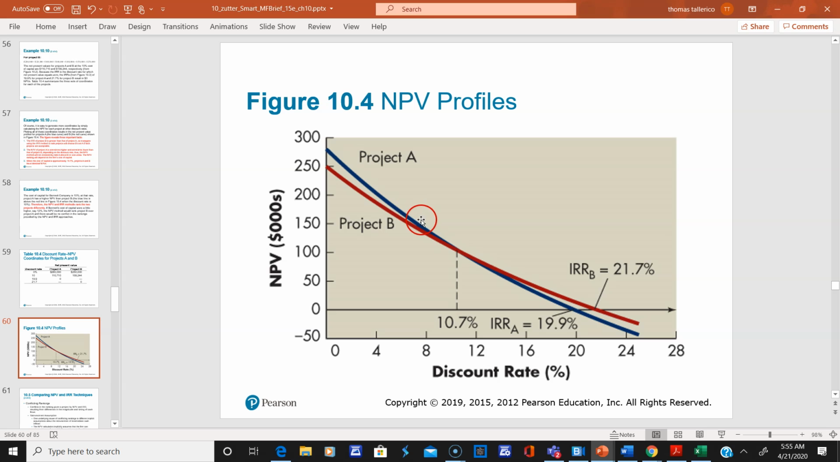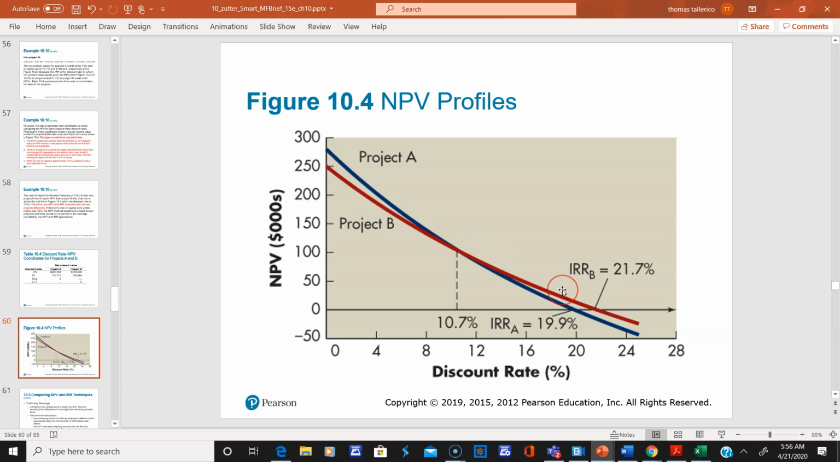Okay, you get conflicting rankings here. So now, if your discount rate is greater than 10.7, all of a sudden, look what's got a higher net present value. Look at the red curve all of a sudden. Now the red curve has the higher net present value. So this is why you're getting conflicting rankings. See, it's got the higher internal rate of return. So at the crossover point, all of a sudden, this is why there's a problem with internal rate of return, okay?